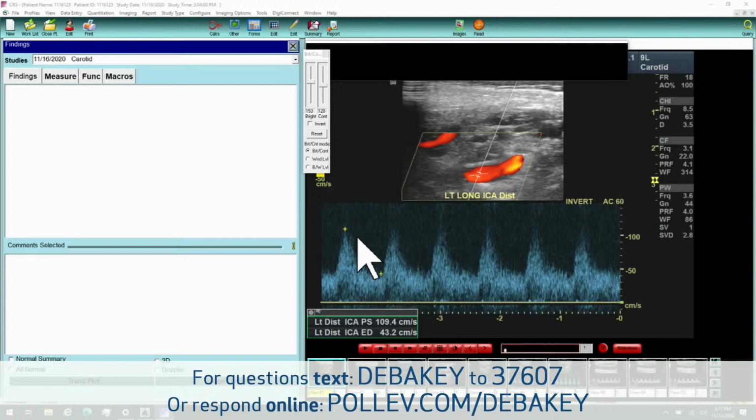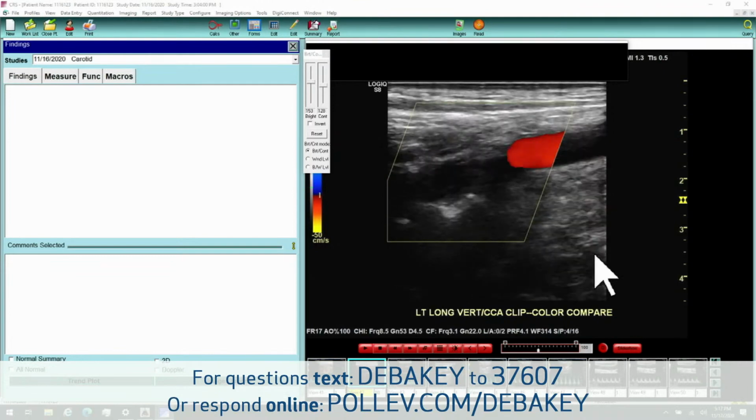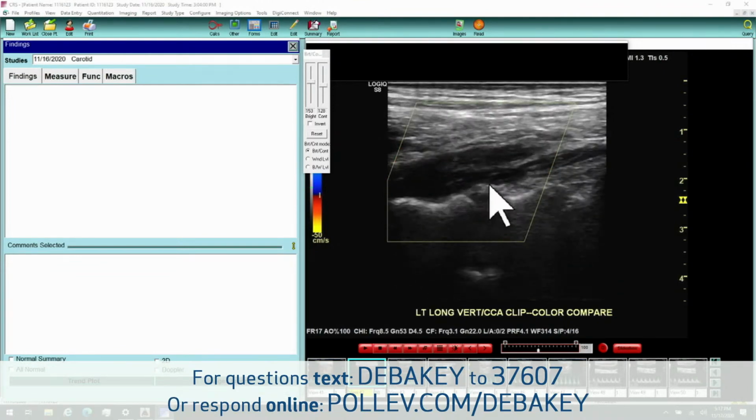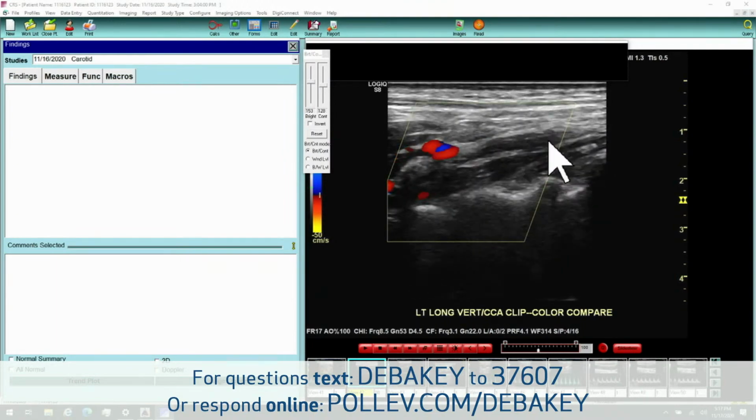Compared to the inflow at the proximal segment of the internal carotid artery, I'm not seeing too much of a change in the waveform here. So less likely that there is a high-grade stenosis. Vertebral artery sweep, showing that the direction of flow is the same. Red and red.